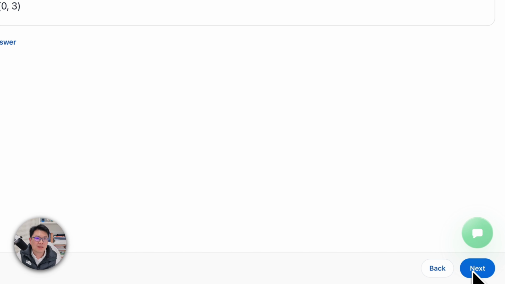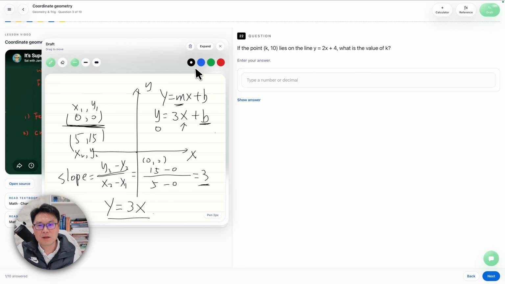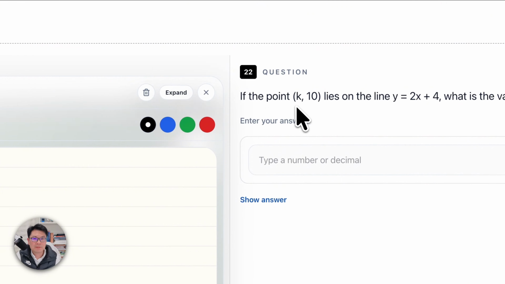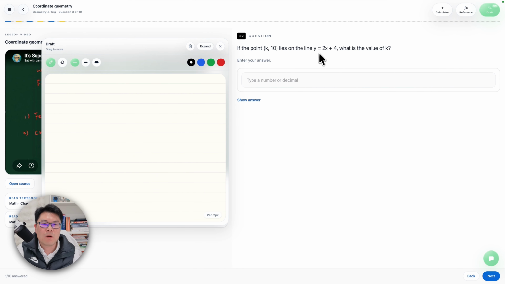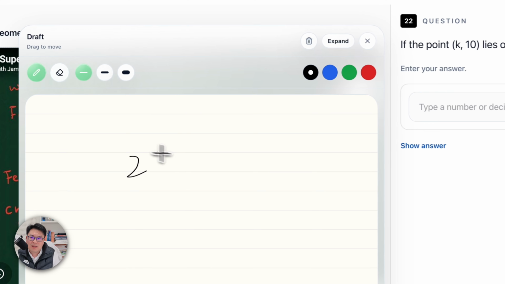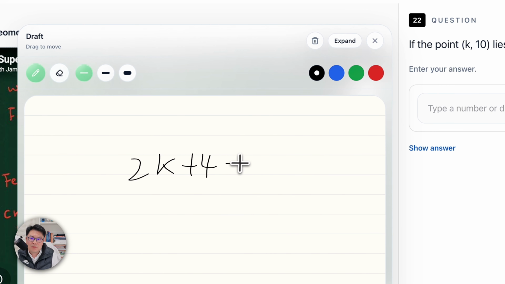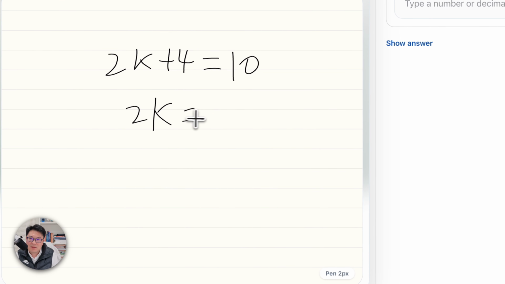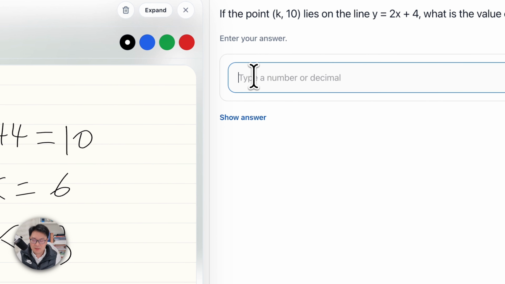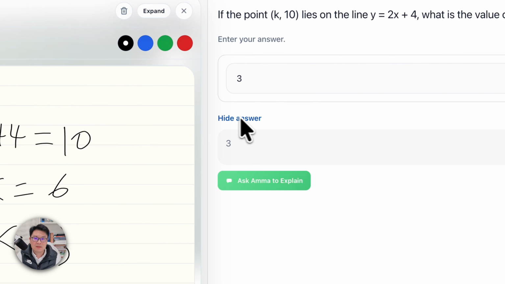Let me see if we have any other things that we want to talk about. Let's just look at this linear function problem again. Let's clear the draft paper. If the point (k, 10) lies on the line y equals 2x plus 4, what is the value of k? I just plug k in as x. So 2k plus 4 is equal to y, and y in this case is 10. Then 2k is equal to 6. k is equal to 3. Let's just put 3 in here and then check the answer.